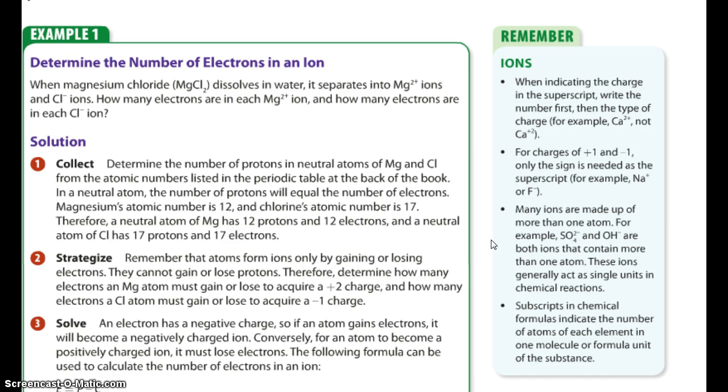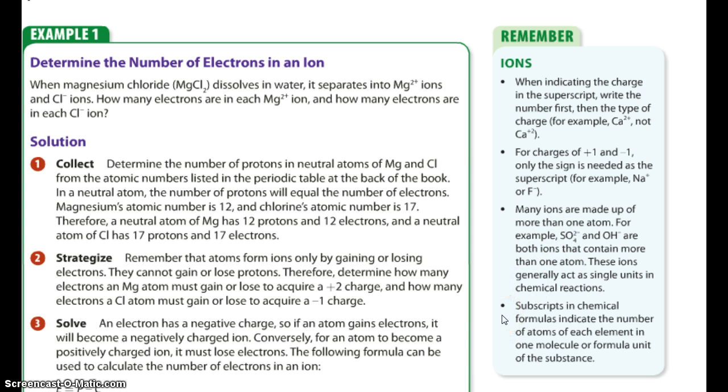Many ions are made up of more than one atom. For example, SO4 minus 2 and OH minus 1 are both ions that contain more than one atom. These ions generally act as a single unit in chemical reactions. So this negative group, this polyatomic ion, is going to find a positive ion to hook up with.